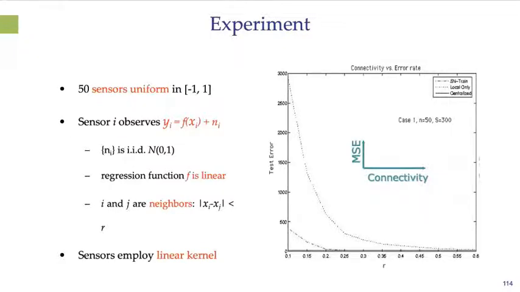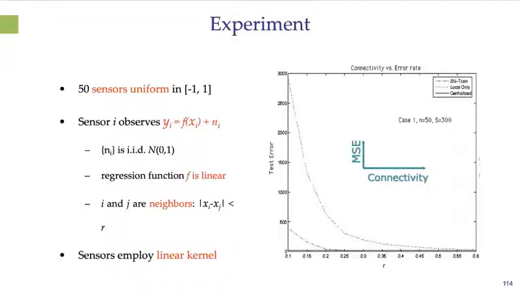And then we're going to let two sensors, or two learners, if you will, be neighbors if they're physically within R of one another. So R is kind of the radius of a neighborhood in this case. And the sensors are going to do kernel learning, and they're going to apply a linear kernel. So this is a fairly simple machine learning problem, but it does illustrate what's going to happen here.